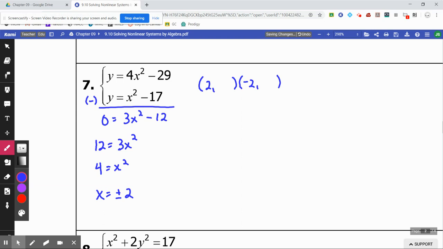You can plug those into either one. This one's probably the simplest. So when x is 2, your x squared minus 17 will be 4 minus 17, which is negative 13. When it's negative 2, you get the exact same answer because this is an even function. It has y-axis symmetry, and it's going to be the same point on the other side.